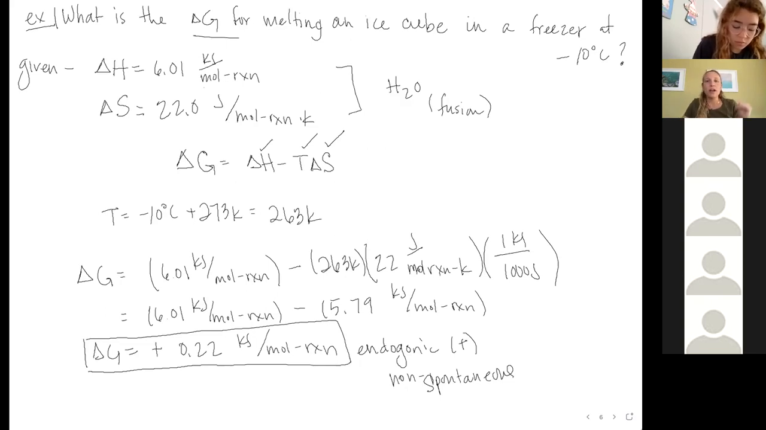So if we are trying to melt ice at -10 degrees Celsius, that's not going to work. That's not going to be spontaneous. This is a non-spontaneous reaction. You're not going to have that ice going through a fusion reaction to melt. It's not at the right temperature. So if we were to change this temperature to something more like 40 degrees Celsius, so instead of 263 we had something like 313, then this value would now be higher than our change in enthalpy, and we would have a negative delta G, and it would be a spontaneous reaction. So the fact that we're at a temperature that's less than zero, so less than 273, causes us to switch into being endergonic and non-spontaneous.